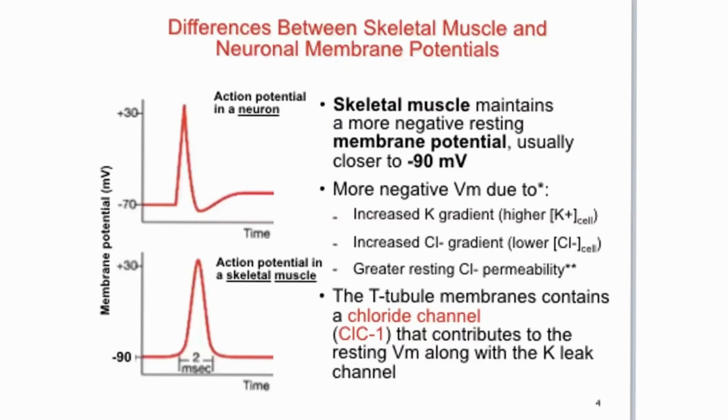The difference between skeletal muscle and neuronal membrane potential: skeletal muscle maintains a more negative resting membrane potential. As you can see, it's around minus 90 millivolts. It's a bit more negative because you have an increased potassium gradient, as you could see, and there's also an increased chloride gradient, and there is greater permeability for chloride, and that's why it has a bit more negative charge on the inside. The T-tubule membrane contains chloride channels as well, and that contributes to the resting membrane potential.